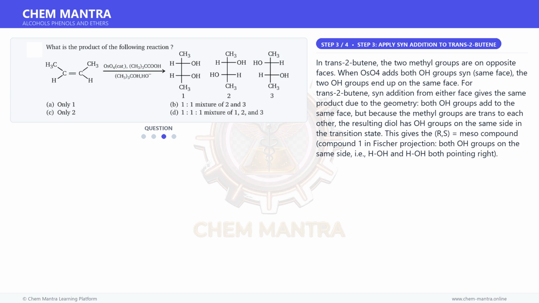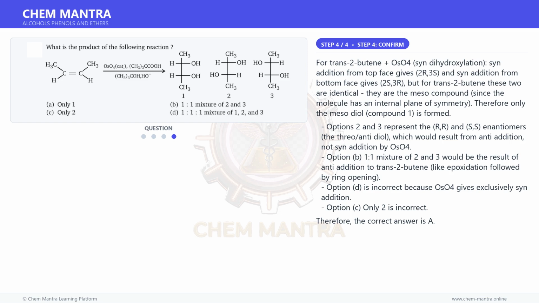Both OH groups add to the same face, but because the methyl groups are trans to each other, the resulting diol has OH groups on the same side in the transition state. This gives the R,S meso compound, compound 1, in Fischer projection, both OH groups on the same side, i.e., HO and HO both pointing right. And for the final step.